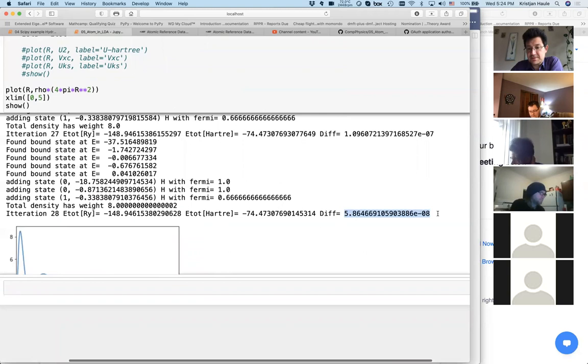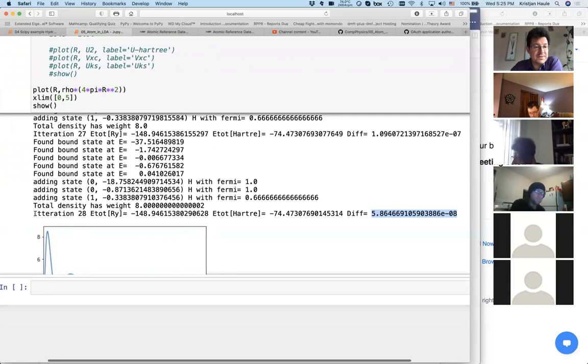10 to the minus 8. So less than 10 to the minus 7, and then we can break. It turns out that in this case, we needed 28 iterations. The total density has weight 8, just like we needed, because Z is 8 in this case.